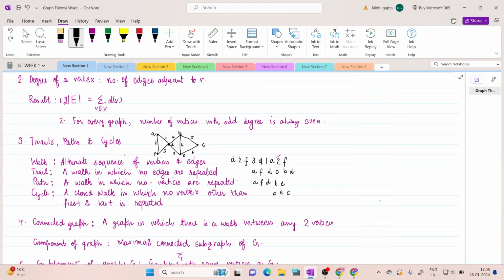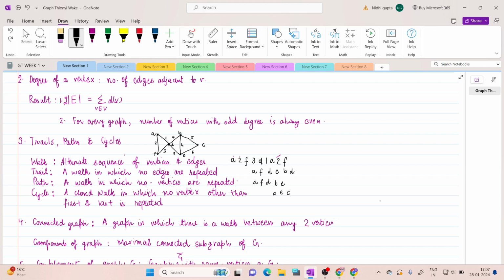Now there are some special kinds of sequences in graphs. A walk is basically traversing edges in any manner, an alternating sequence of vertices and edges. Walk means you go from one vertex to another with no restrictions. A trail is a walk in which no edges are repeated.